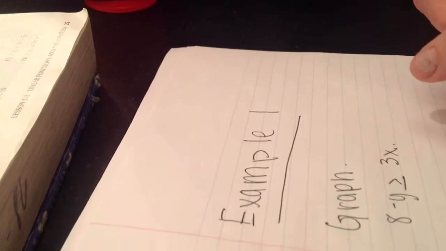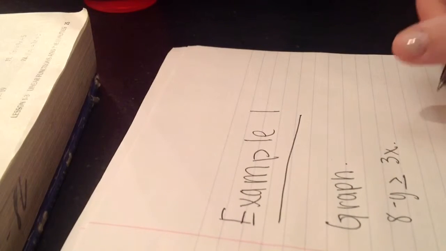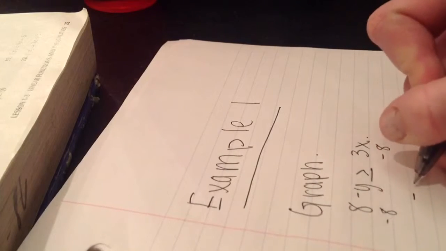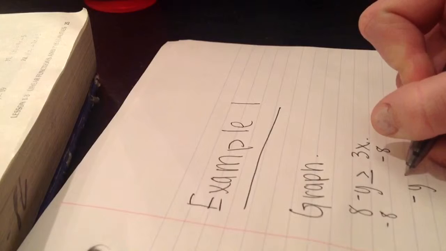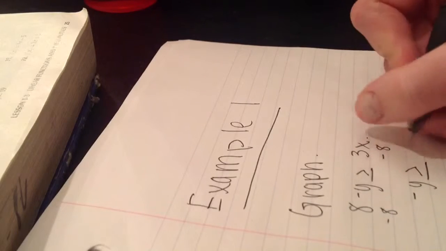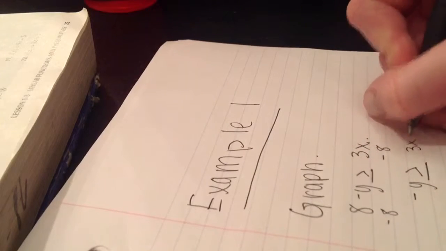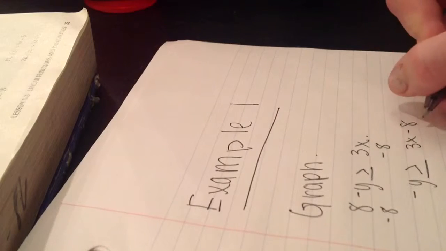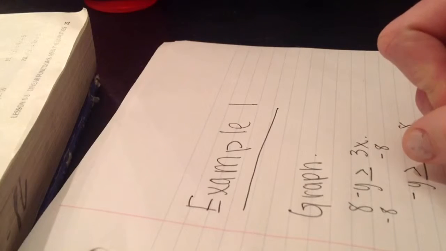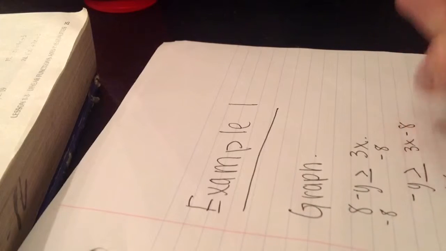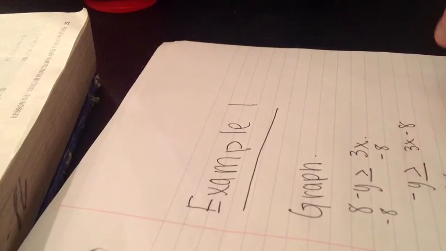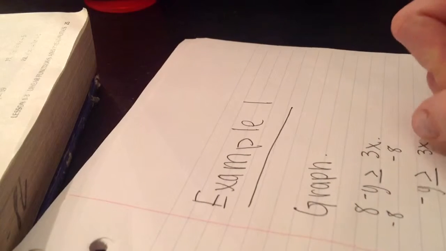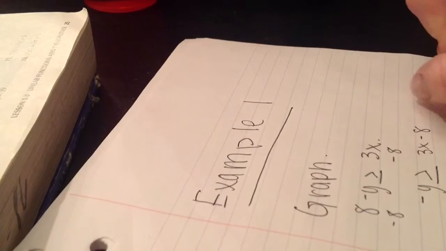The first thing you want to do, because it's in slope-intercept form, is subtract the 8 from both sides. So it's now negative y greater than or equal to 3x minus 8. And then switch over the negatives, so it would be y less than or equal to negative 3x plus 8, since you're dividing by the negative, you have to flip the inequality sign.